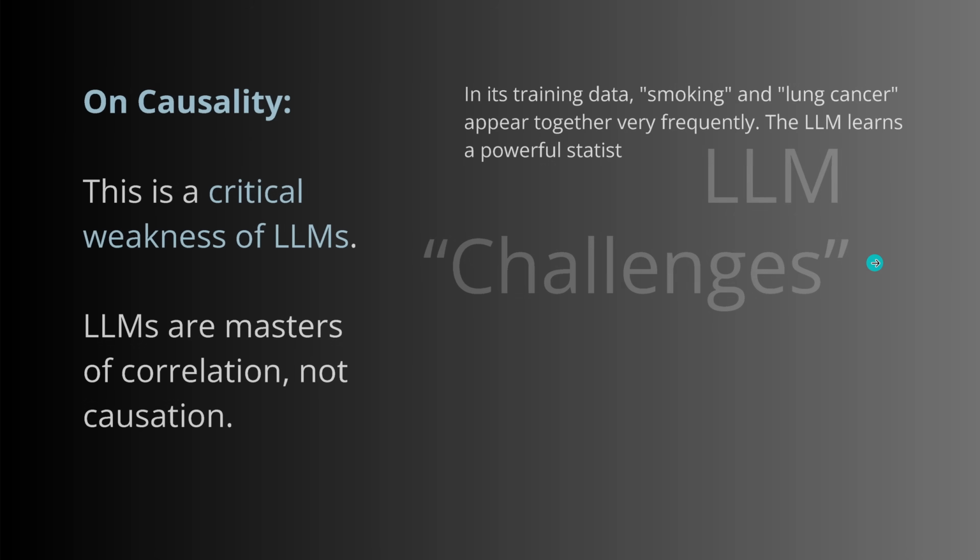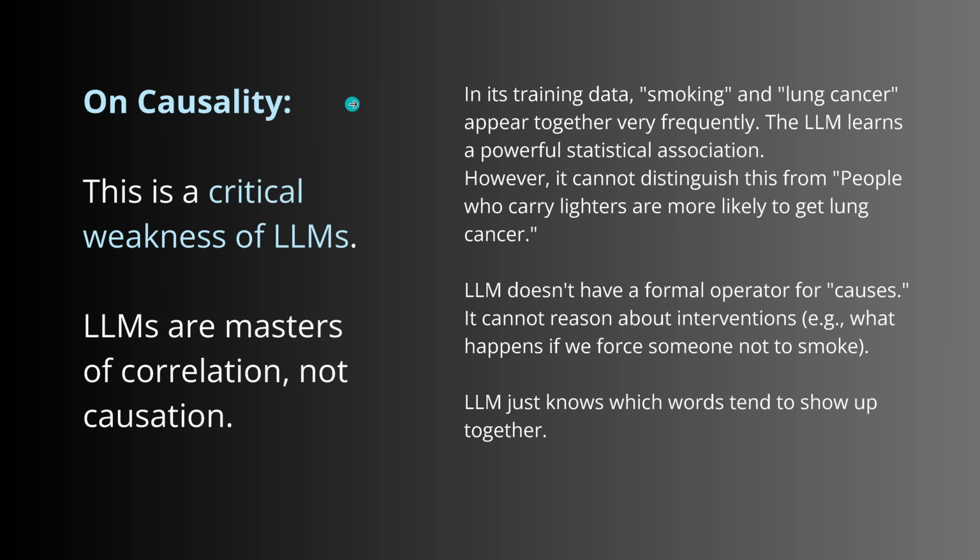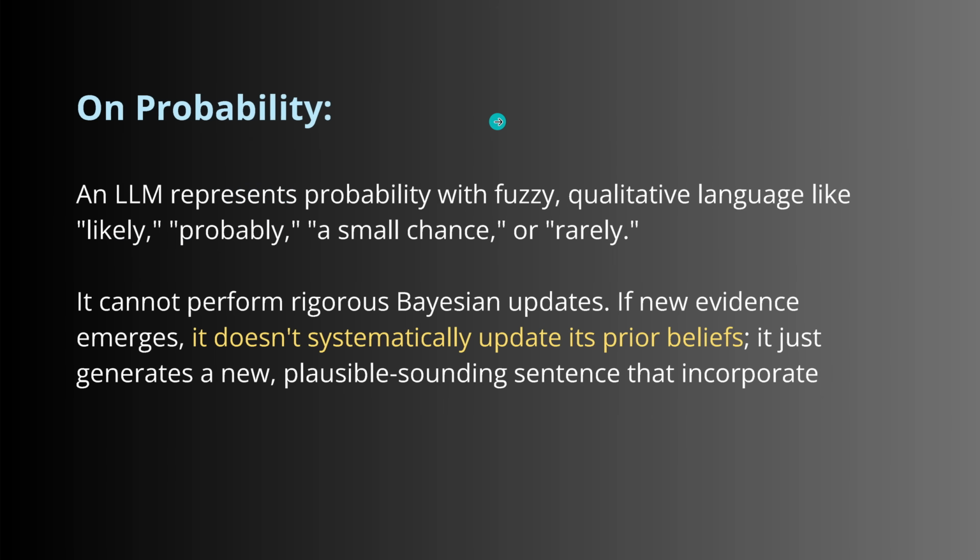So the challenges: causality. Causality is still a critical weakness in LLMs. Don't get me wrong, LLMs are masters of correlation, but not of causation. Causation is the main weakness of an LLM. Second, probability. We have fuzzy terms in our human language: likely, probable, there's a small chance, or rarely this happens. But this is not what we're looking for to have complex reasoning engines, no?